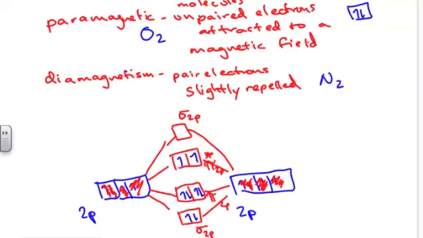If we were to do our good old Lewis structure, oxygen looks like this. Do we see any unpaired electrons when we look at a Lewis structure? No. So if we were to look at this definition of paramagnetism and diamagnetism, we would expect to see that in lab, but that's not what happens.